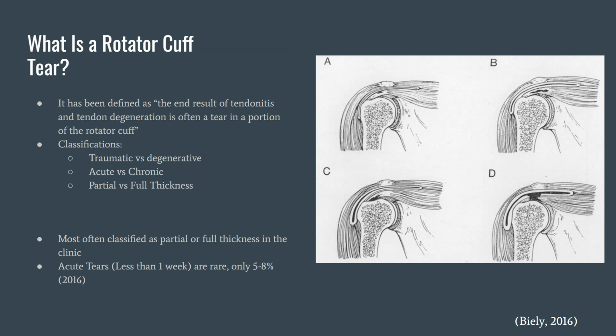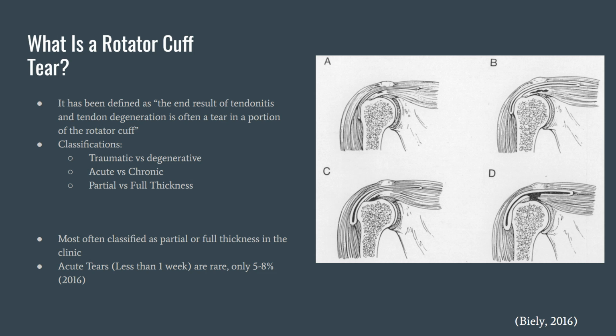So what is a rotator cuff tear? When we're looking at a tear, it has been defined as the end result of tendinitis and tendon degeneration, and is often a tear in a portion of the rotator cuff. So they can be classified as traumatic versus degenerative, acute versus chronic, and partial versus full thickness.